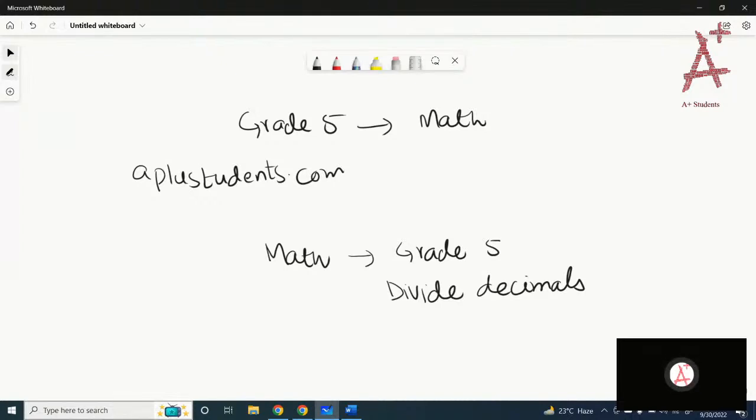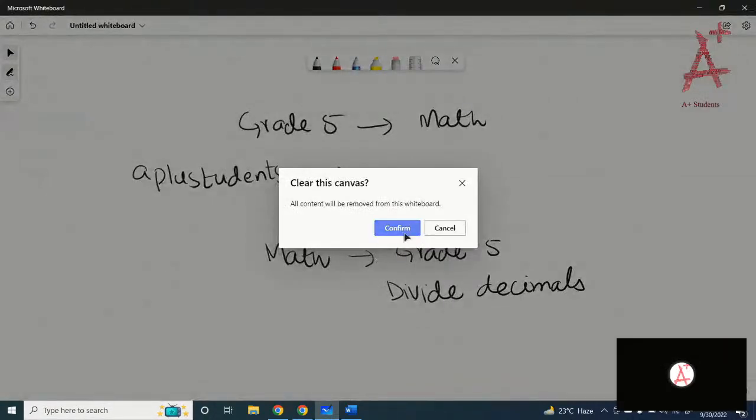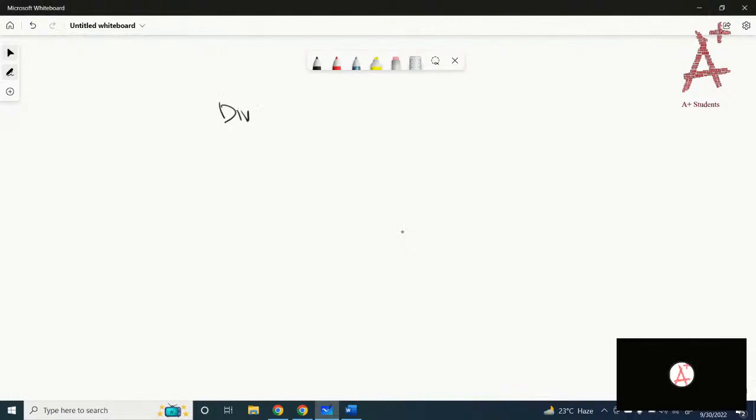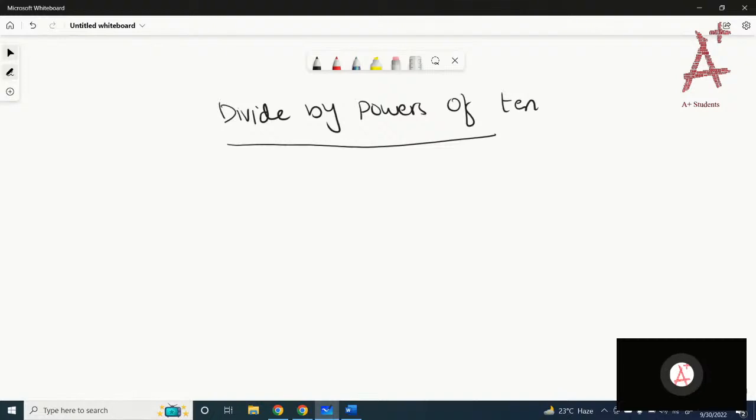Okay, so the topic we are going to start is divide by powers of 10. Basically you have to divide a number by the powers of 10. Let's start with an example. I'll explain then what you have to do.